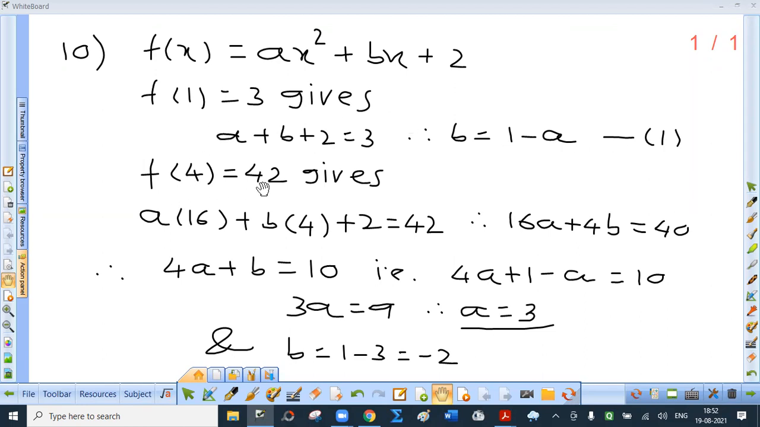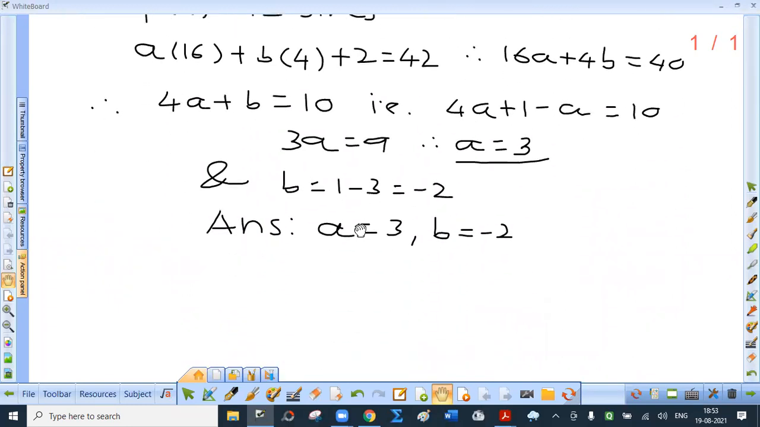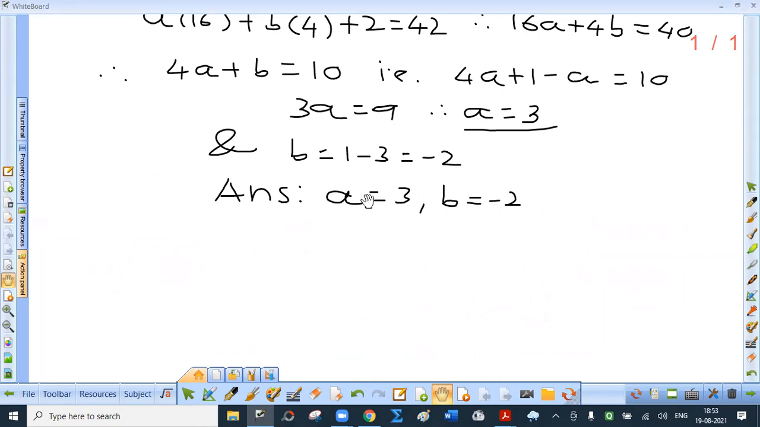Now f of 4 is 42. But what is f of 4? a into 4 square, that is 16a, plus b into 4, that is 4b, plus 2, is 42. That is 16a plus 4b is 40. So 4a plus b is 10. But what is b? 1 minus a. So that gives me a equal to 3 and b equal to minus 2. You have to write this answer separately. Take your own time. But if you have finished 10th, we'll be doing only a part of sum number 11.